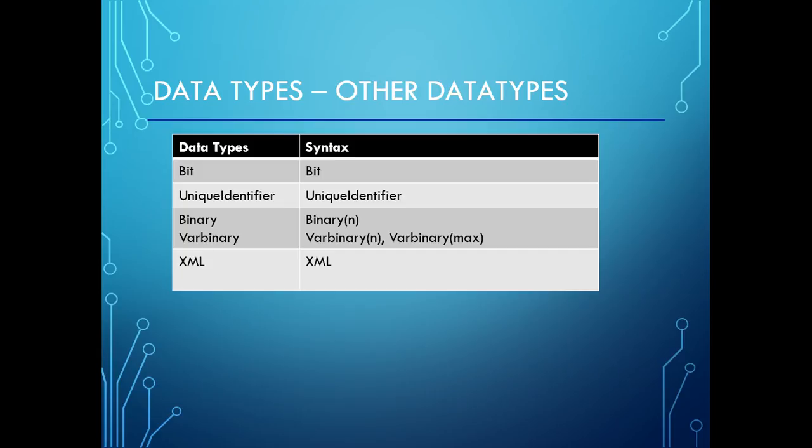Then other data types we have bit. That is SQL's equivalent of a Boolean. It is literally a bit. It is 0 or 1, true or false. Unique identifier, that's a GUID. Binary and var binary, those are going to hold binary data, like images. And then XML is for holding XML data.